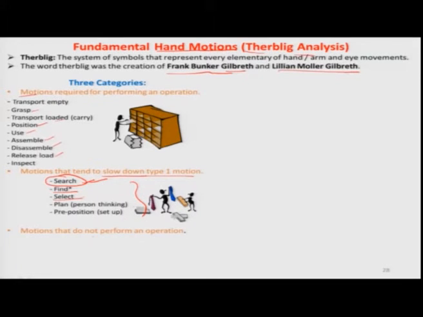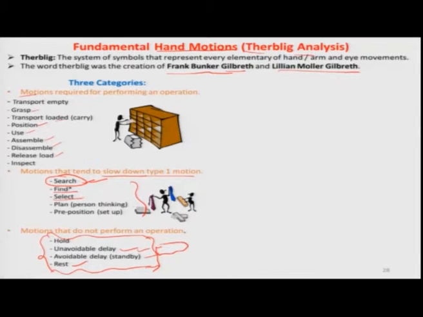And the third one is motions that do not perform an operation: hold, unavoidable delay, rest. Okay. These are the motions for permanent storage or delay, you can say. It just stops the operation. Suppose there is an unavoidable delay in a workshop, you will have to stop everything, your whole operation will get stopped there because of this one.